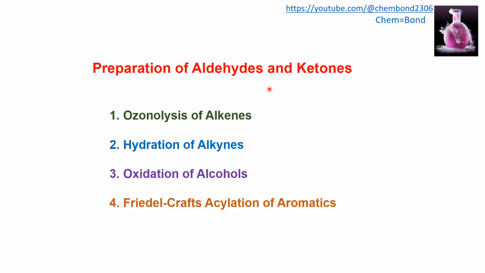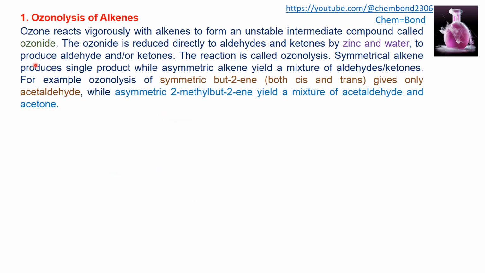Preparation of aldehydes and ketones can be done through different methods. Some of these methods are discussed here: ozonolysis of alkene, hydration of alkynes, oxidation of alcohol, and Friedel-Crafts acylation of aromatics. First method is ozonolysis of alkenes.